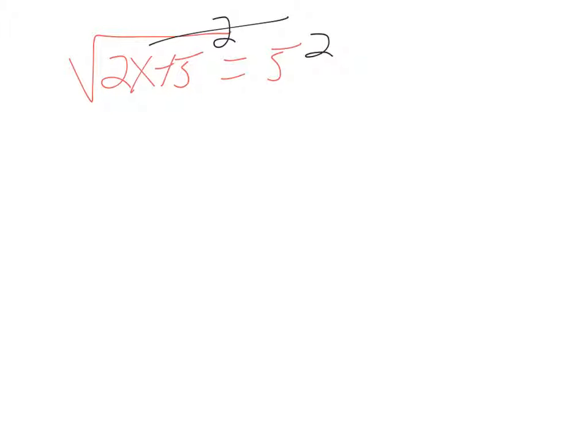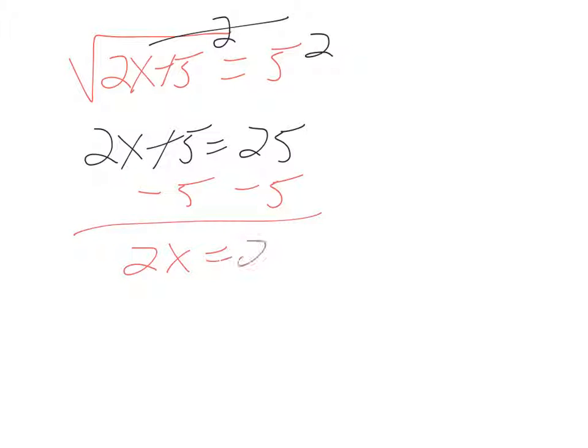Alright, let's try another one here. The square root of 2x plus 5 equals 5. We're going to have to solve for x, so that means we have to get rid of the radical sign. So we're going to square it, and remember, don't forget to square the right hand side. The square root and the squaring cancel each other out. So I have 2x plus 5 equals 25, and then I have my two-step equation. Minus 5, 2x equals 20, divide by 2, so x equals 10.